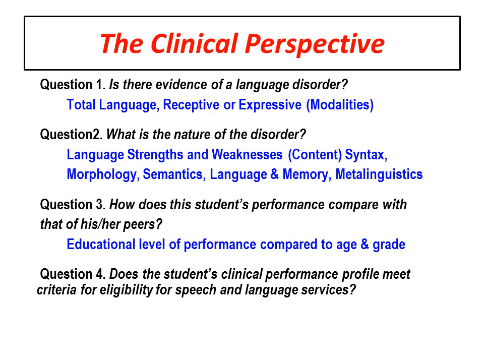So let's move on. We have a clinical perspective when we do assessment. We want to know, quite simply, is there evidence of a language disorder here? What's the nature of this problem? What are its language strengths? What are its language weaknesses? And what are its major components? How does the student's performance compare with his peers? That's his educational level of performance compared to his age and grade. And then, does the student's clinical performance profile meet the measurement criteria for eligibility for speech and language services? That's all of this normal curve information. But it's critical because you have to make that decision.